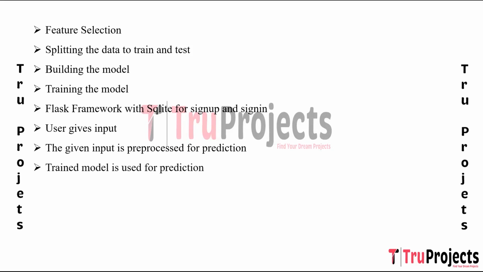Trained model is used for prediction. The pre-processed input is passed through the trained sentiment analysis model to predict the sentiment expressed in the text. The model utilizes its learned parameters to make predictions on the input data.